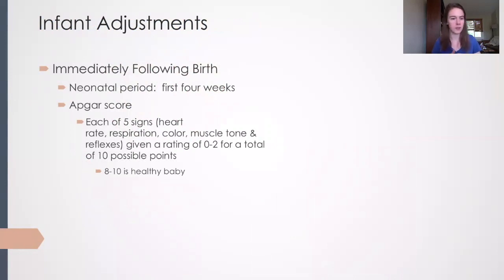After the baby's born, assuming all went well, we have this neonatal period of 4 weeks after the birth. Right away after the baby is born, within the first 10 minutes or so, we test these 5 signs: heart rate, respiration, color, the baby's actual color, muscle tone, and reflexes. Each of those is given a score with a maximum of 2, for a maximum of 10 points. If you're around an 8 to 10, that means the baby is healthy and good to go. Anything less than that could cause doctors to take action for potentially one of these things not being developed properly. Maybe an organ is not developed properly.